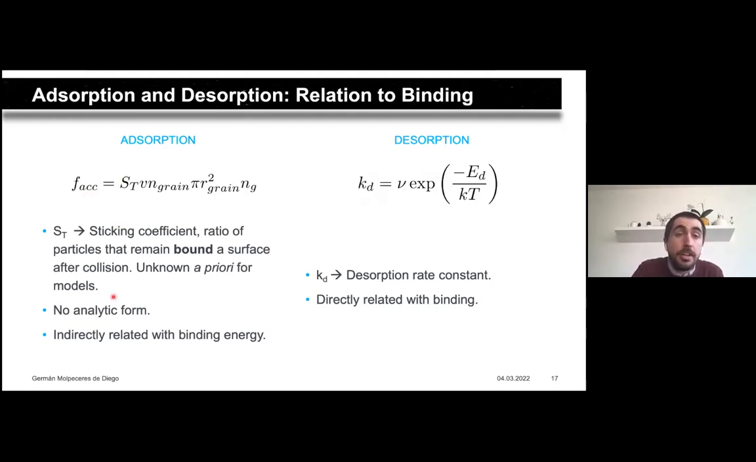This expression over here has no analytic form and is very difficult to obtain and very expensive, and is only indirectly related with the binding energy of a particle with the surface. The desorption, luckily, is easier to obtain and is just an Arrhenius expression in which we have a pre-exponential factor and also a binding energy that represents the energy of the particle interacting with the surface. These are the two equations that we are going to solve by using machine learned potentials and by trying to take all these elements of the equation from numerical simulations.